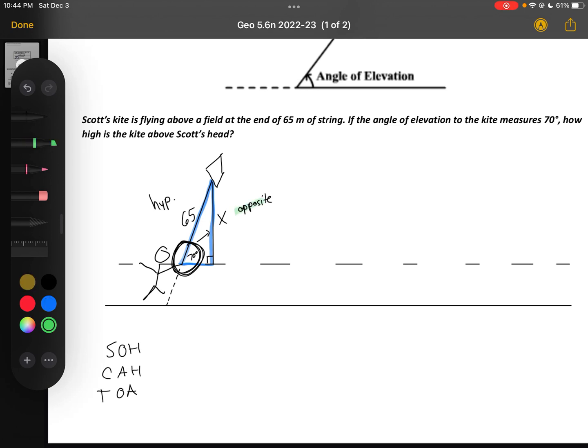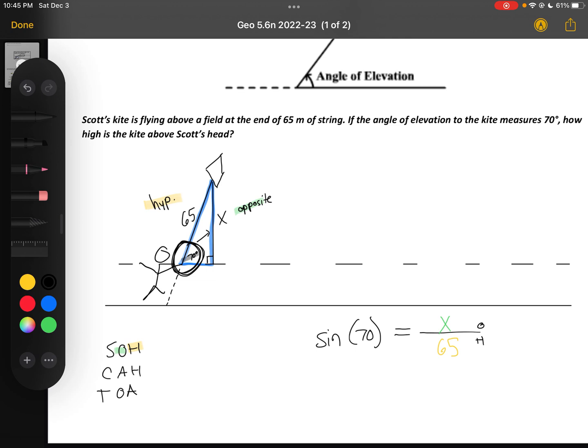And if the two things that we have are the opposite and the hypotenuse, we only find those when we're measuring with sine. So let's set that one up. So the sine of our angle is equal to the opposite over the hypotenuse. In this case, we've defined opposite as x, and that's in green. And we've also defined our hypotenuse as 65, and that is in yellow. And inside of our sine function, always, always, always, that's where the actual angle goes. So in this case, our 70-degree angle goes there.